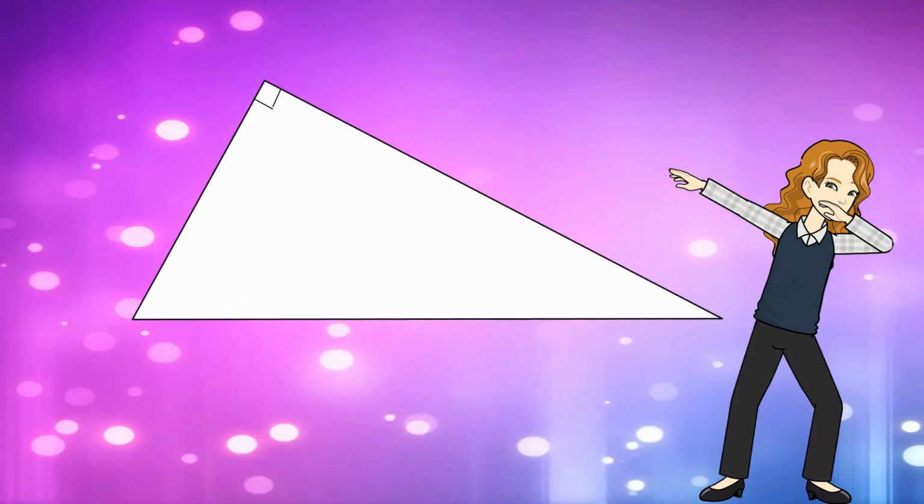So let's recall the parts of the right triangle. We have the two legs and the hypotenuse. The opposite of the hypotenuse is the right angle, or the opposite of the right angle is the longest side, and that is the hypotenuse.